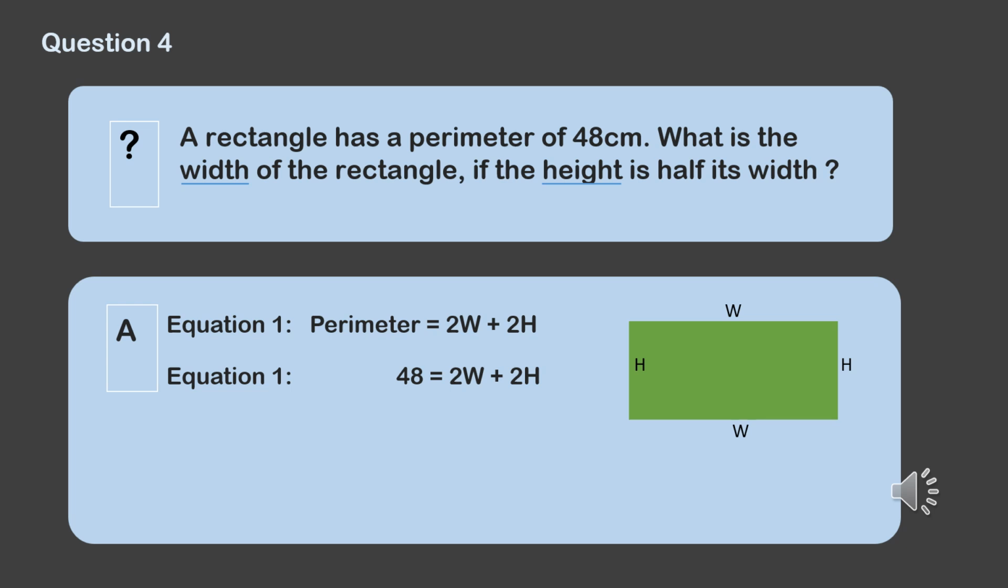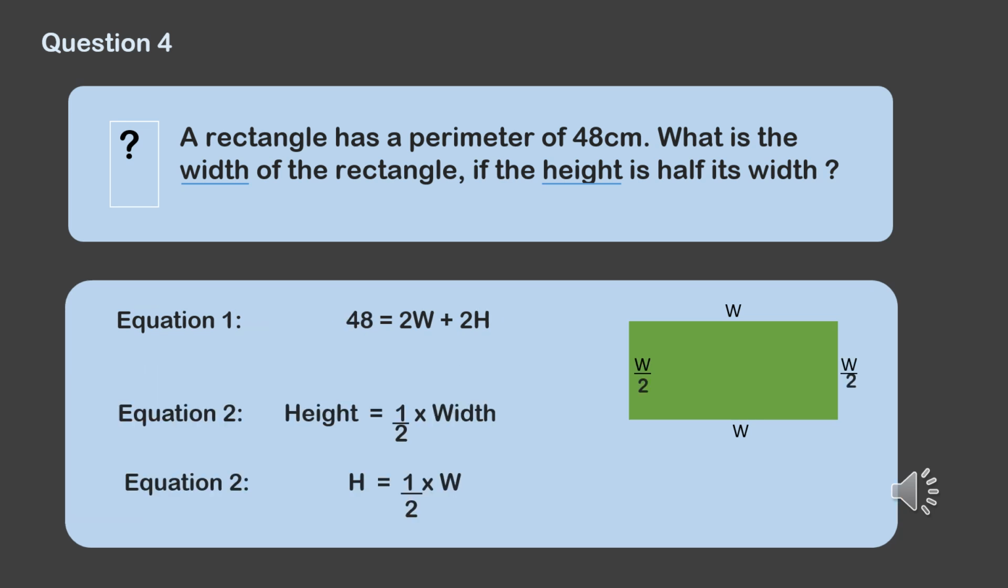plus 2h. Now in this equation, I've got 2 missing pieces of information, which means to answer any equation with 2 missing pieces of information, I need to have 2 equations, which means I need to find the second equation. Now clearly the question stated that the height is half its width. So I can find my second equation.